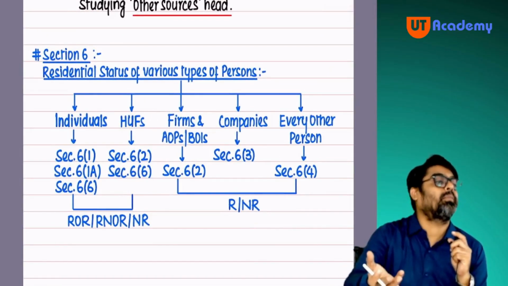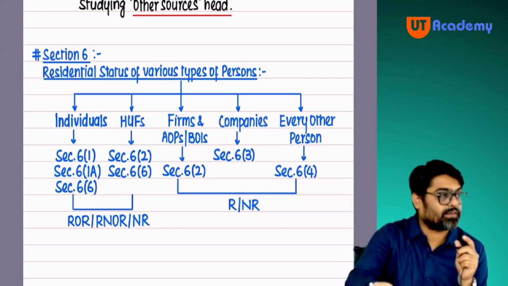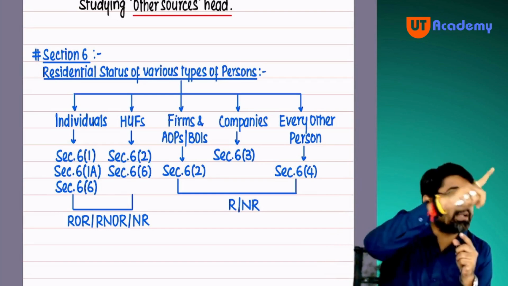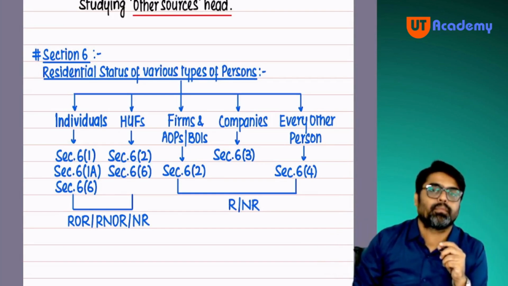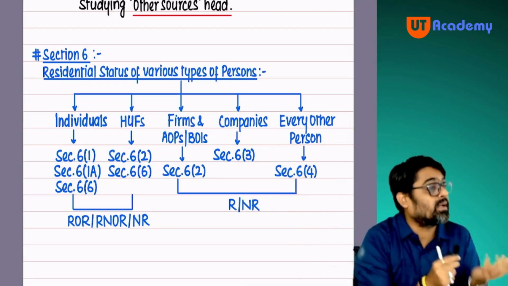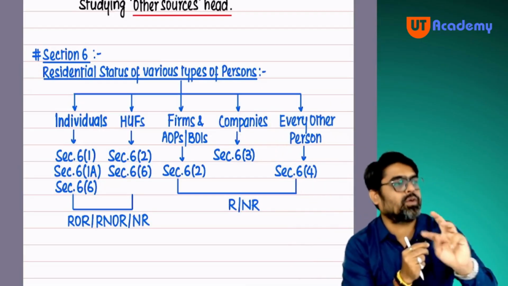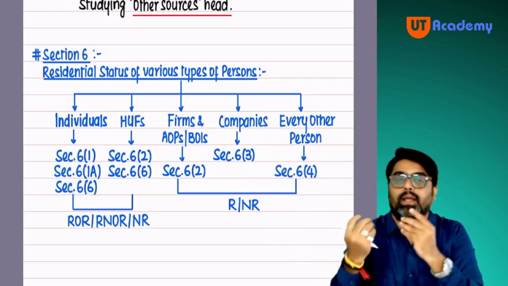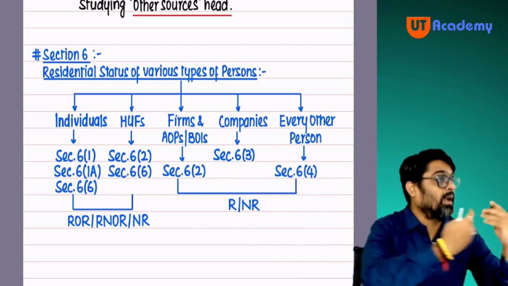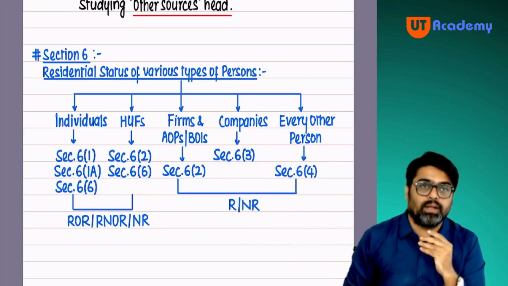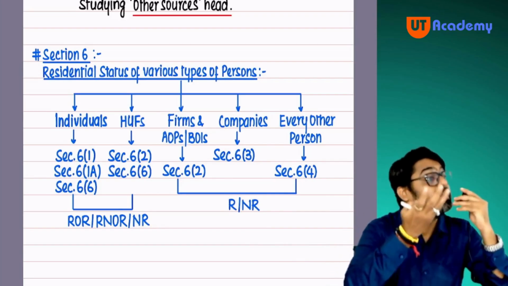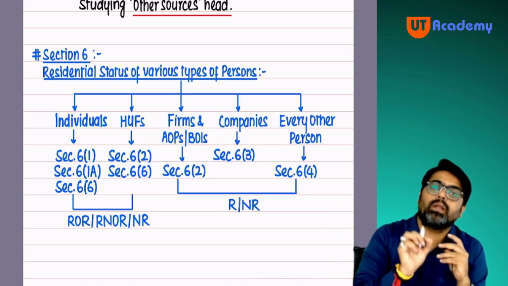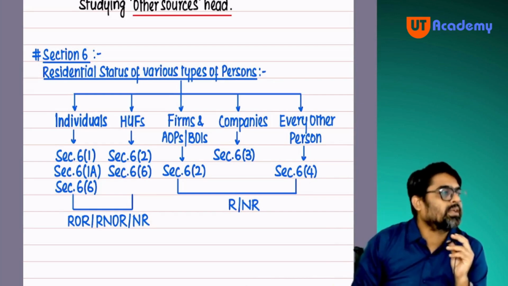The tax liability on the income of the assessee depends on two things: one, residential status, and two, the type or nature of income. Nature of income we'll see later on, but let's first understand that if an individual or HUF is ROR, RNOR or NR, and every other person is R or NR, how can we say that he is ROR, RNOR, NR, resident or non-resident? How to determine the residential status for different types of assessees? Yes or no?